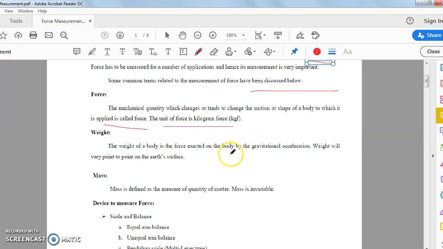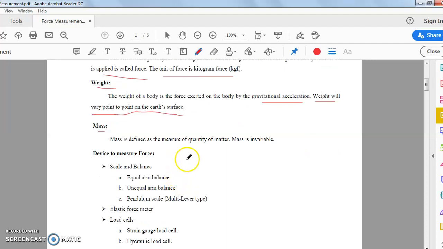So one is a gravitational unit, one is an absolute unit, that you know from the very basics. Now, weight: what is the weight? The weight of a body is the force exerted on the body by gravitational acceleration. So weight will vary from point to point on the earth's surface. Now mass. Mass is defined as the measure of the quantity of matter. Mass is invariable; mass always remains constant.